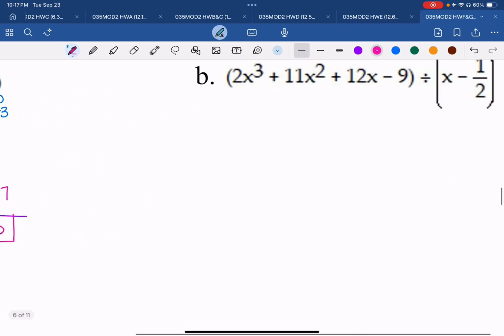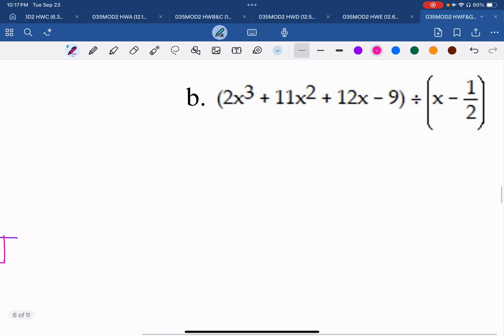One more. Okay, it's okay that it's a fraction. Same idea. We're going to take this. That means that it's going to be positive 1/2 in my box. So I've got 1/2. Put my coefficients: 2, 11, 12, and negative 9. Be careful, always make sure you get the signs in there too.